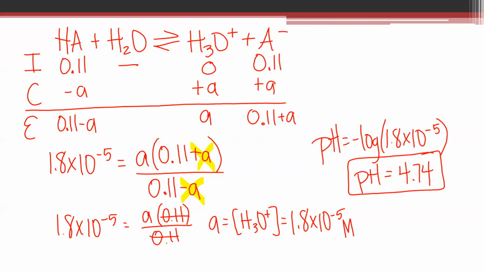So this is an example of when you combine a weak acid with a strong base, and what has been left over after the reaction's over is acid. So then you can use the equilibrium expression for the dissociation of the weak acid to solve for the pH value.